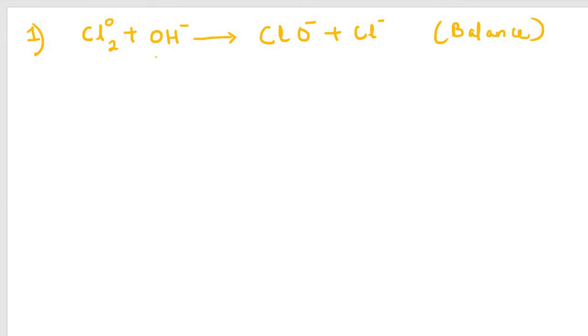Why? Because it is in the elemental state. Again, in this case, let Cl be X; we know that for oxygen it is -2, and the overall charge is -1, so X will be equal to +1. So here it is +1, and here it is Cl minus.